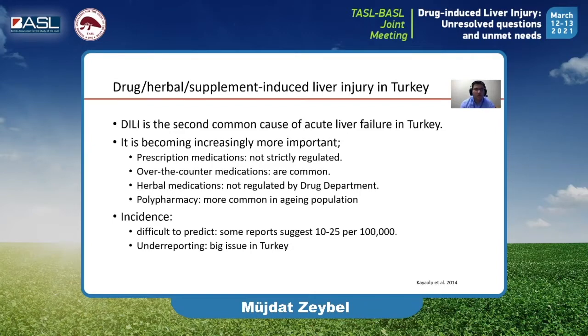Another issue is herbal or supplement-induced liver injury. This is not regulated by the drug department. It resembles the American structure: it is regulated by the Food and Agriculture Department. So this is a big issue. Also, polypharmacy is becoming more common due to the aging population in Turkey. I think it's difficult to report incidents everywhere in the world, but in Turkey, we have some issues with underreporting of drug-induced liver injury.